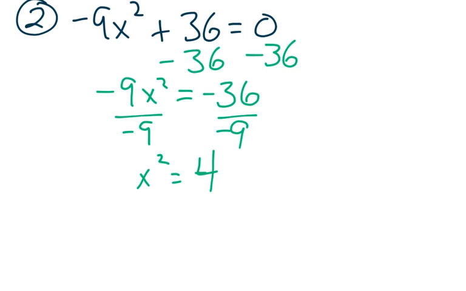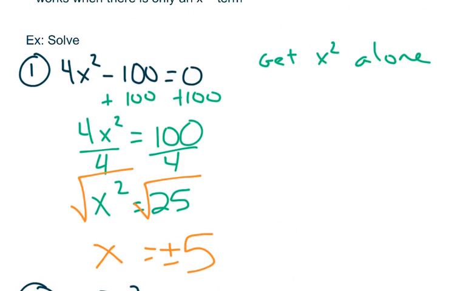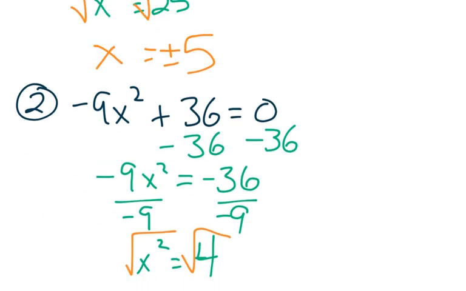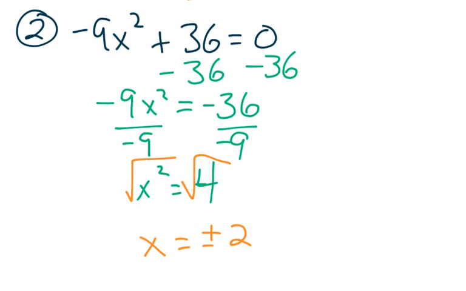And then again, we'll get rid of this square by square rooting it. That leaves me with x on the left. The number that multiplied by itself gives 4 would be positive or negative 2. Those are a couple of basic examples of solving with square roots. There are more complex ones, and we'll get to those in a little bit.